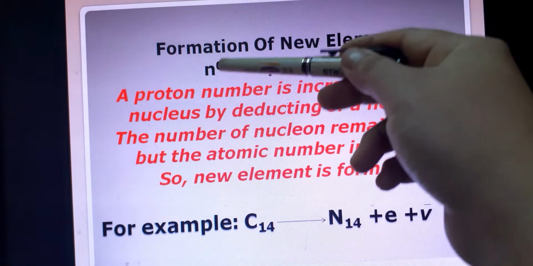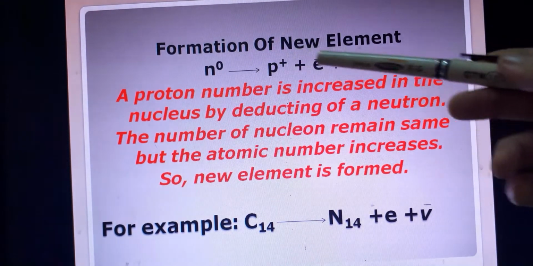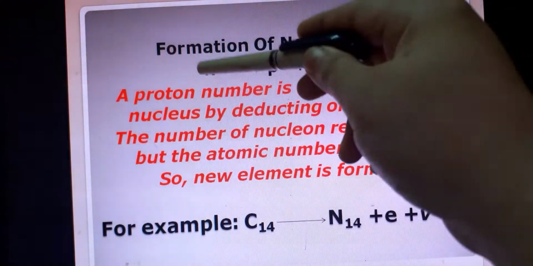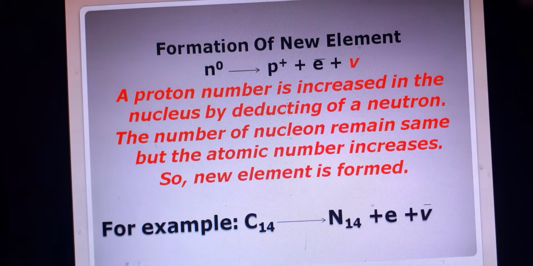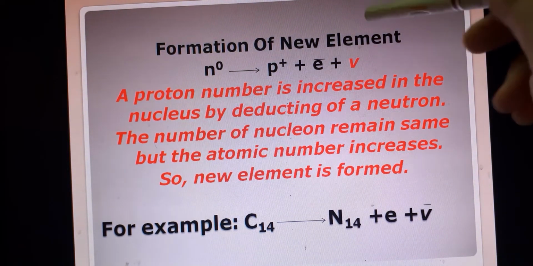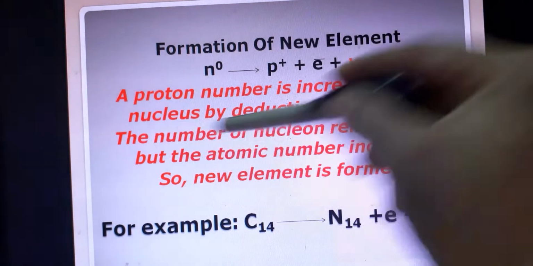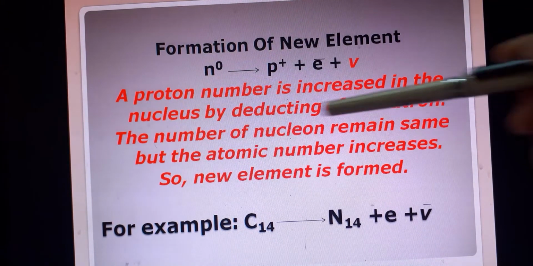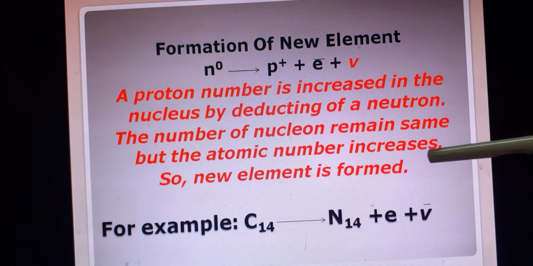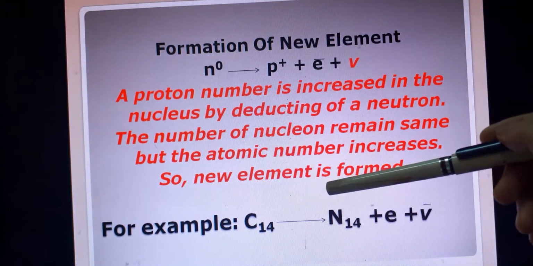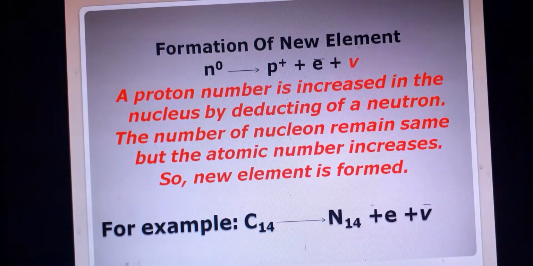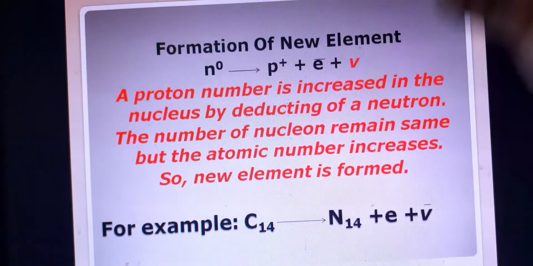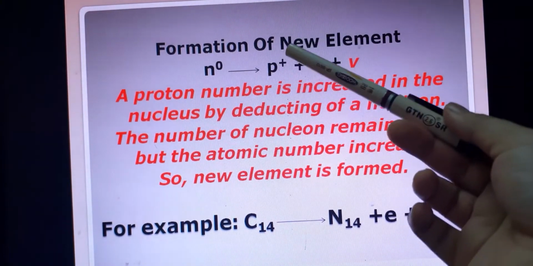Here is the deduction of neutron. Neutron is converting into proton and antiparticles is formed, and the total emission depends on the energy received by the antiparticles or antineutrino particles. And the number of nucleon remains same, but the atomic number increases. So new element is formed. That means the total number of nucleon remains same. That means neutron number is decreasing, but the proton number is increasing.